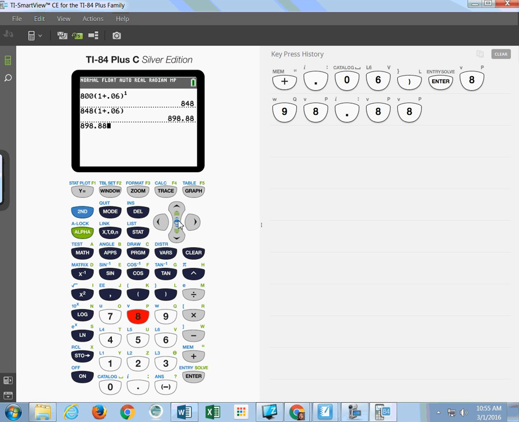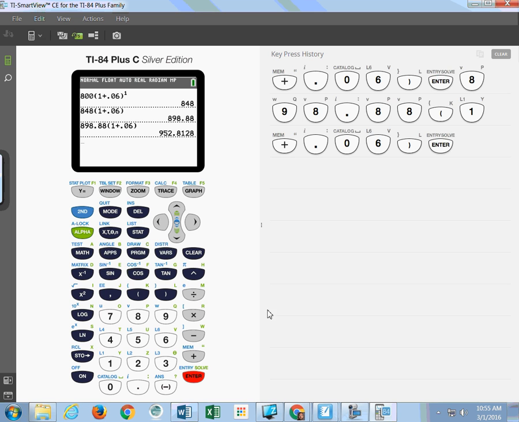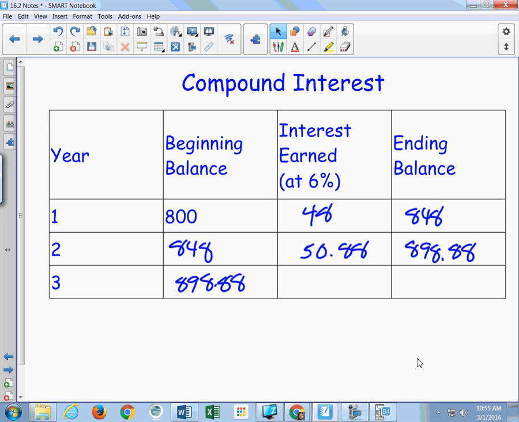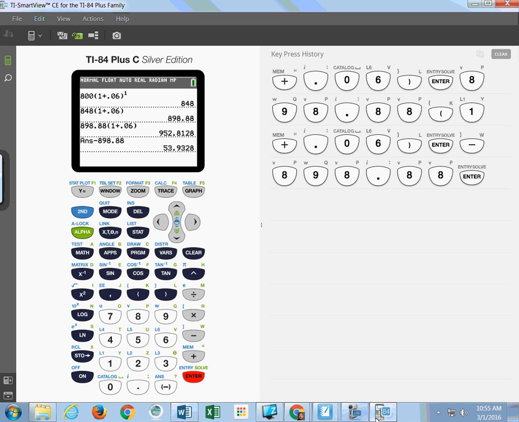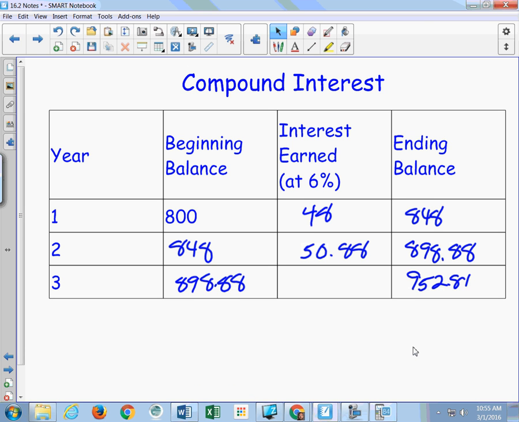898.88. Open parentheses, 1 plus 0.06, close parentheses, enter, we get 952.81. Subtract those two, I can't do those in my head. 952, so minus 898.88, we get 53.93. $53.93.